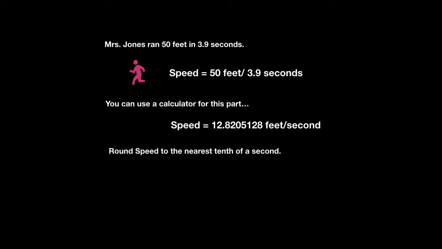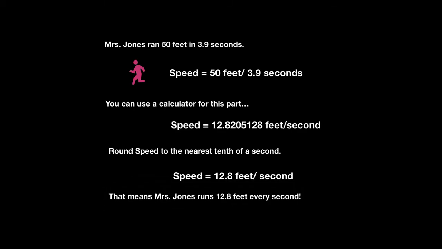So I rounded that to the nearest tenth. I looked at the 2 in the hundredths spot to round down. So my speed was 12 and 8/10 feet per second. That's how you read that slash: feet per second. So that means I ran 12 and 8/10 feet every single second. So that's about 4 yards per second. I'm fast.